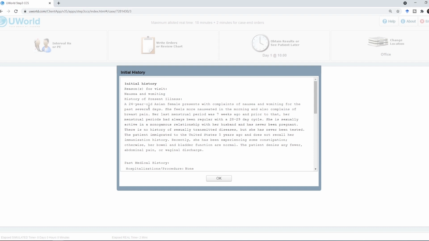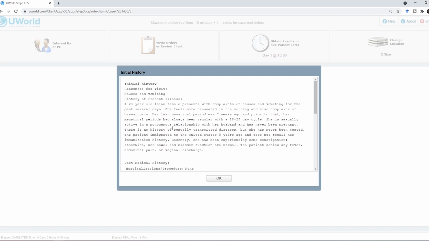We start thinking about pregnancy as a potential differential for this case. Her last menstrual period was 7 weeks ago, so this even raises the suspicion for pregnancy as the potential etiology of this patient presentation. Prior to that, her menstrual periods had always been regular with a 28-29 day cycle.